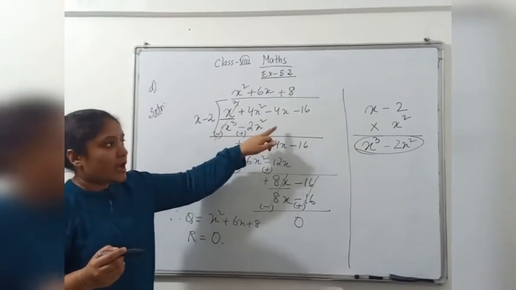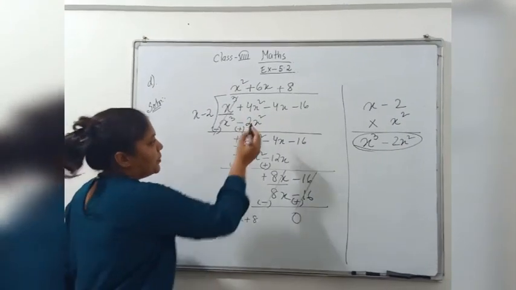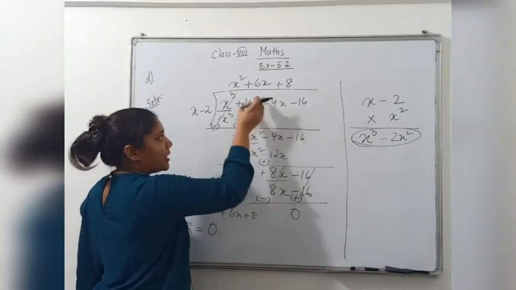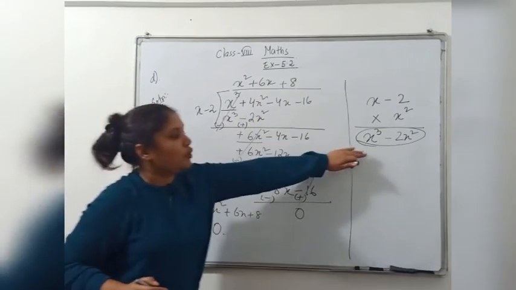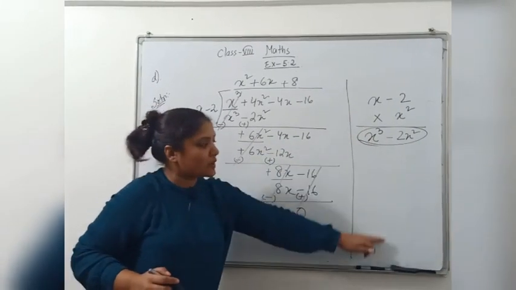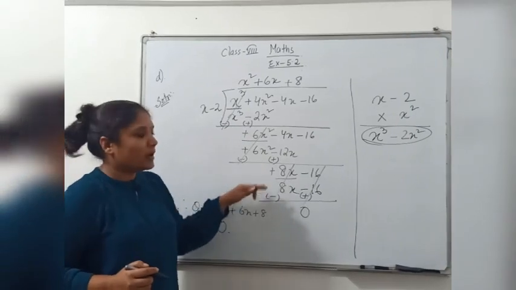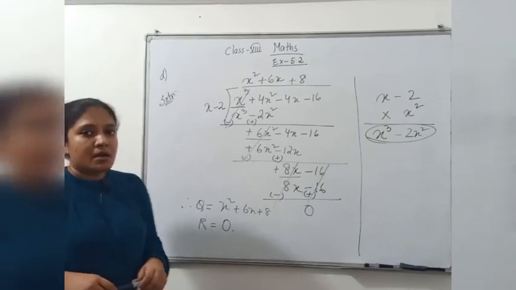Clear students? If your variable is not the same, suppose here x square, suppose if it comes here x, so you will place this number here, you will keep this place blank. Okay? In this way also you can do all the steps separately, you can solve it and you can put it in each and every column. Clear students? Next question number C.